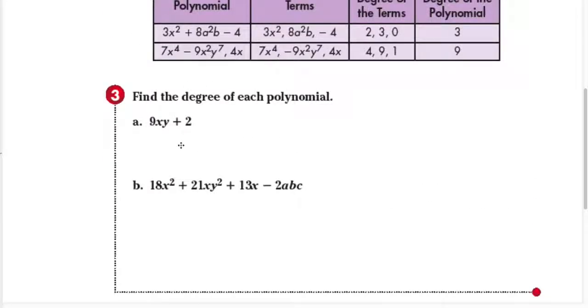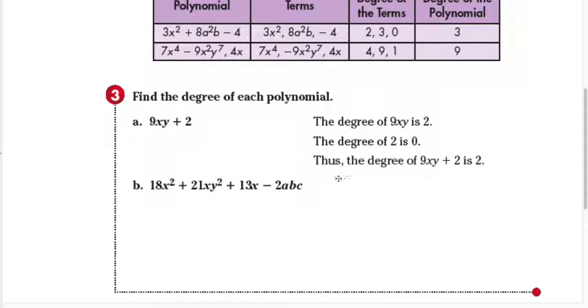Okay? So let's take a look at example number 3. Find the degree of each polynomial, 9xy plus 2. Okay? So, taking a look at this one. So the degree of 9xy is 2. The degree of 2 is 0. Therefore, the degree of this polynomial is 2.